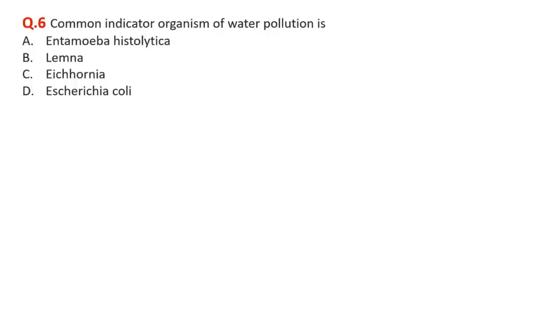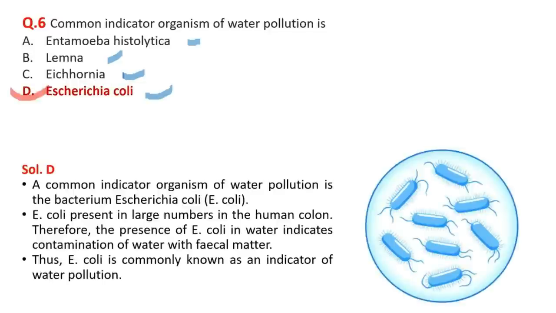Okay, next question. A common indicator organism of water pollution is: when we test water, which type of organism, if present in quantity, tells us that the water is polluted? Entamoeba histolica, Lemna, Acorus, or Escherichia coli. If any of these is present, we say that the water is polluted. The correct answer is Escherichia coli.